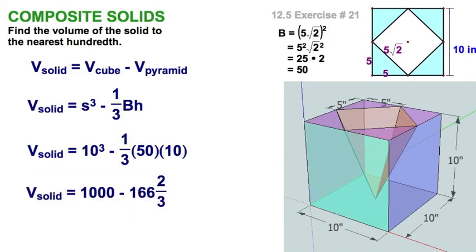So let's do some arithmetic. And I'm doing this in my head. 500, 1/3 of 500, 166 and 2/3. And when we subtract, they wanted decimal, so we will go decimal there. And you're going to end up with 833 and 33 hundredths cubic inches. And that one's done.